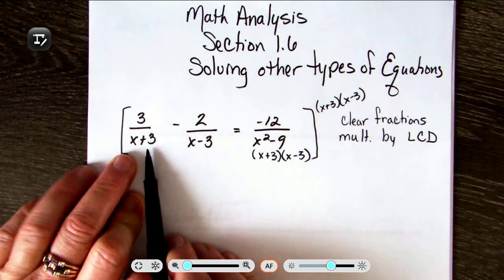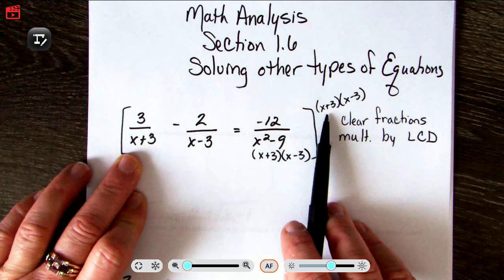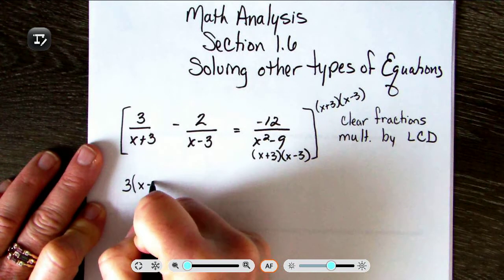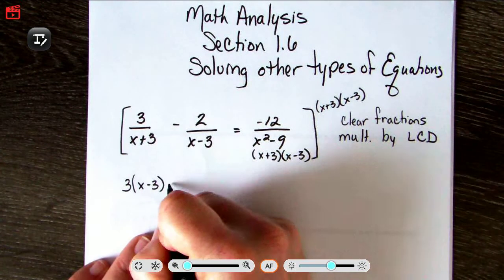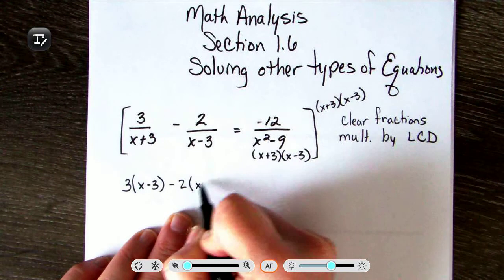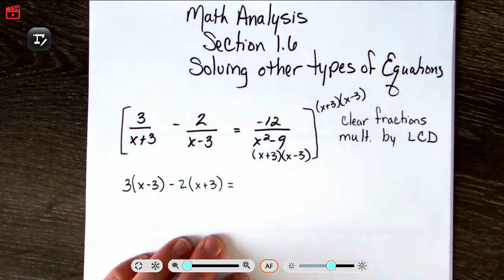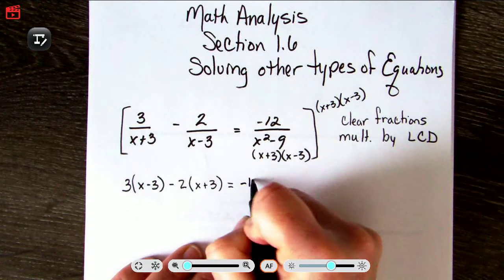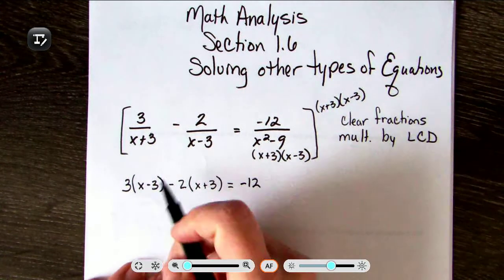So when I multiply this guy by that, you'll notice that those x plus 3's will cancel each other out, and I'll be left with 3 times that x minus 3. Moving to the next one, I will have that minus 2, and the x minus 3's cancel, and I'll be left with that x plus 3. And when I multiply this side of the equation by that, the whole bottom is gone, and I'm left with just that negative 12.